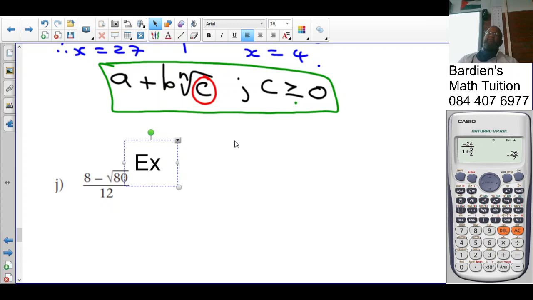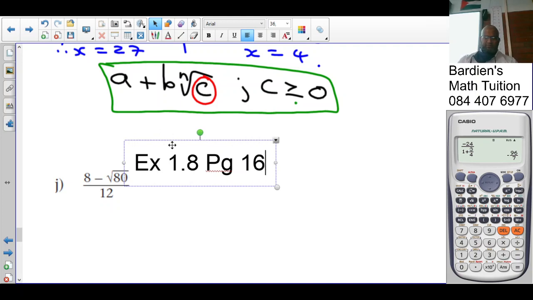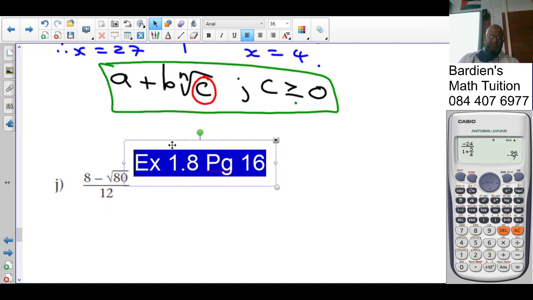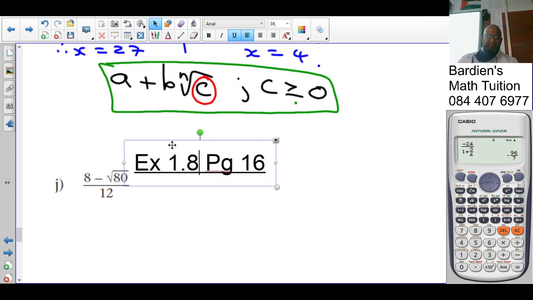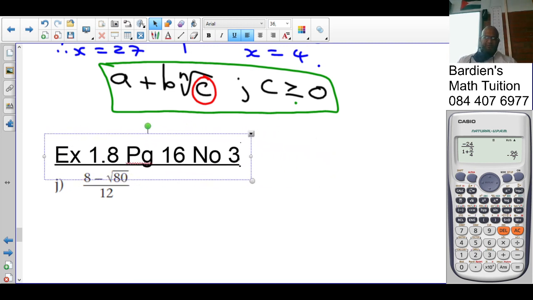Which exercise is this? 1.8 on page 16. What's your question, Michael? 3J. Yeah, 3J, but she has another question, 3E. Okay, let me first do J and then we look at 3E. Is that okay? But we did 3E yesterday. Okay, no, it's fine.